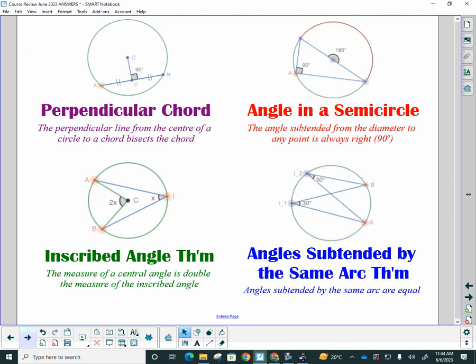Next, we've got our circle properties. 4 of them: the perpendicular chord, angles in a semicircle, inscribed angles, and angles subtended by the same arc. So let's remind ourselves of how they are used by answering these 4 questions.